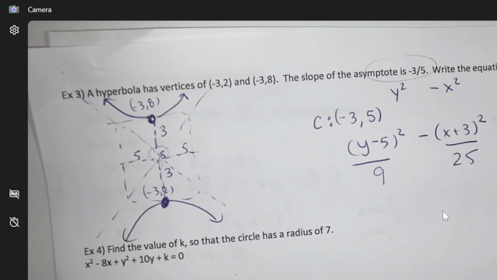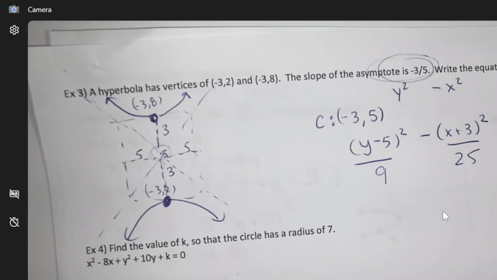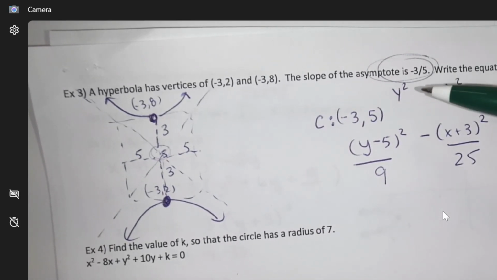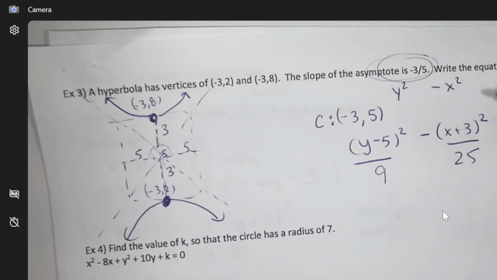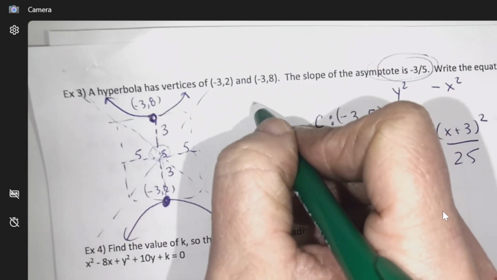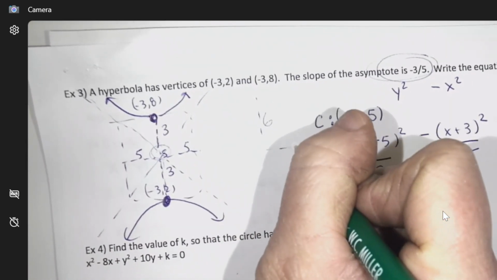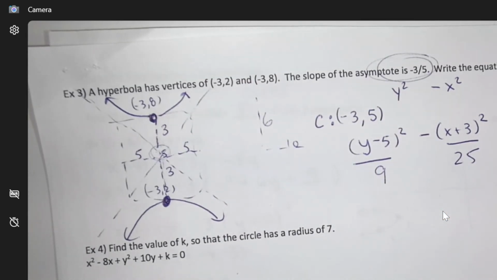Okay? How can I trick you on the test? I can give you this asymptote in a reduced form. So if I had actually had this space as 6 and this is 10, I still would have wrote -3/5. But you guys would have had to figure out that that was a different number. Does that make sense? How would you figure that out?